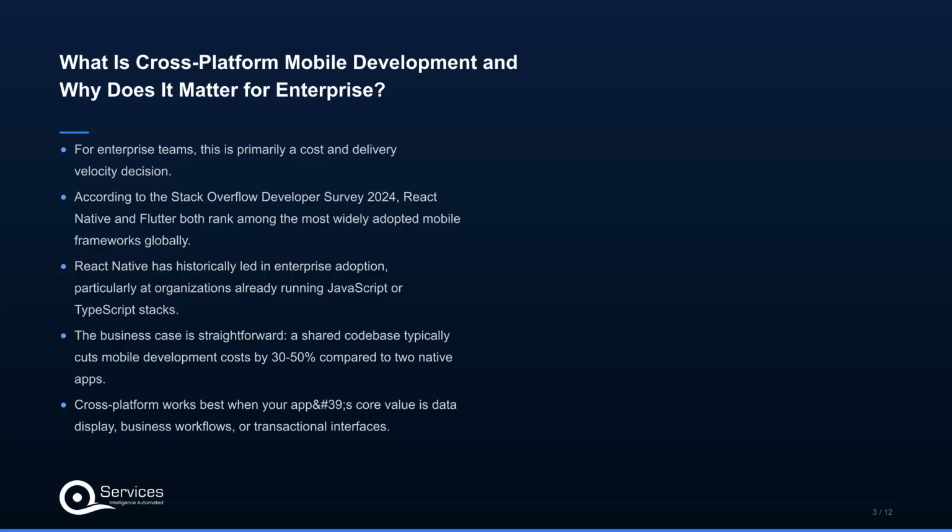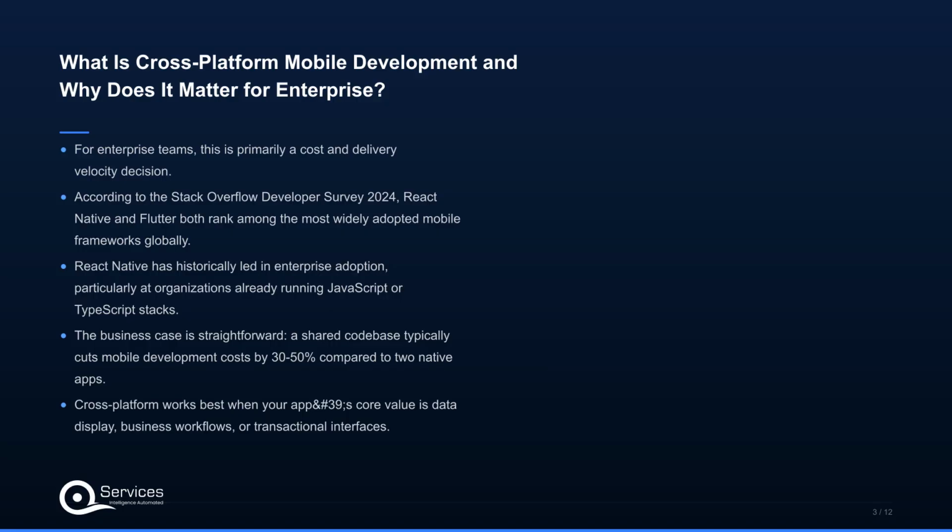Cross-platform mobile development means writing shared code that renders or compiles natively for both iOS and Android, rather than maintaining two separate codebases. For enterprise teams, this is primarily a cost and delivery velocity decision. According to the Stack Overflow Developer Survey 2024, React Native and Flutter both rank among the most widely adopted mobile frameworks globally. React Native has historically led in enterprise adoption, particularly at organizations already running JavaScript or TypeScript stacks.